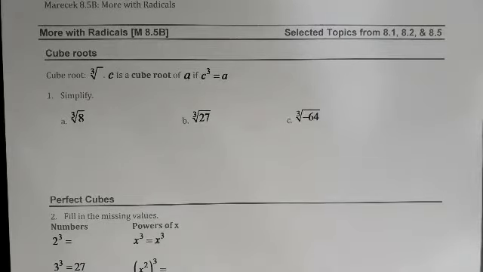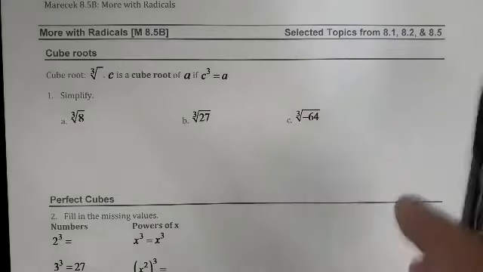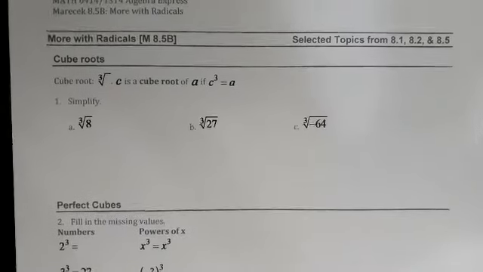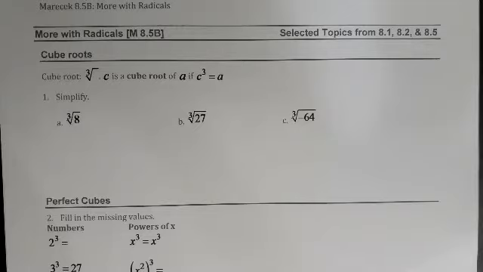Welcome back, Algebra Express. We are in Marecek 8.5, or it says 8.5. This is called Marecek 8.5b. We are still in Marecek Chapter 8. We're dancing around 8.1, 8.2, and 8.5. So we're continuing our talk about radicals. This chapter is titled More with Radicals.